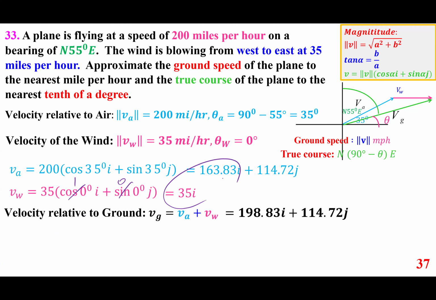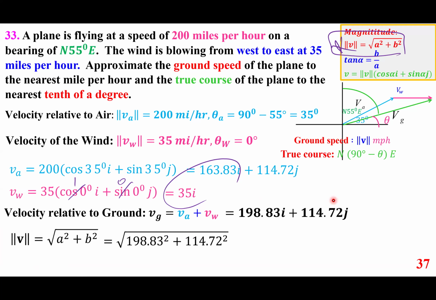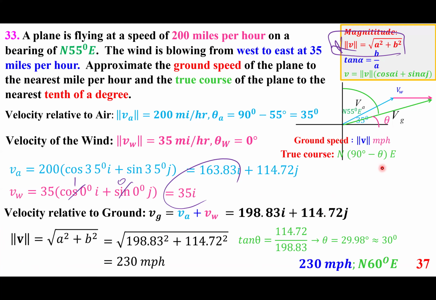So what is the magnitude? Square root of a squared plus b squared, which means square this number under the radical. And it gives us about 230 miles per hour. What about theta? We can find it as b over a. So this number over this number. Put it into a calculator, you get 30 degrees. And what do we want here for the true course? 90 minus 30, that means 60 degrees. So it's doing 230 miles per hour, north 60 degrees east.